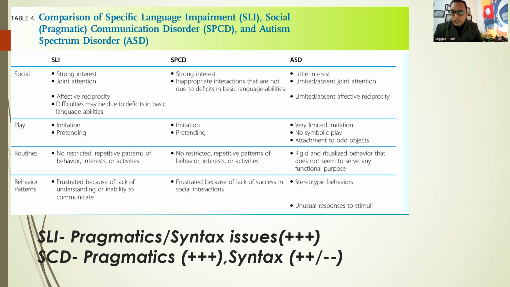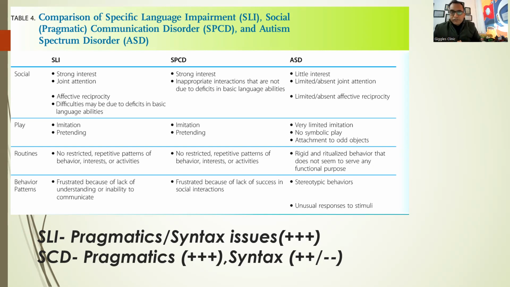ASD children can be easily differentiated because of the restricted interest. They have limited joint attention and eye contact, and as we have discussed, they will have sensory issues. There won't be any symbolic play. It will be more of a sensory play. The receptive and expressive speech understanding will be poor, and stereotypic behaviors will be there.